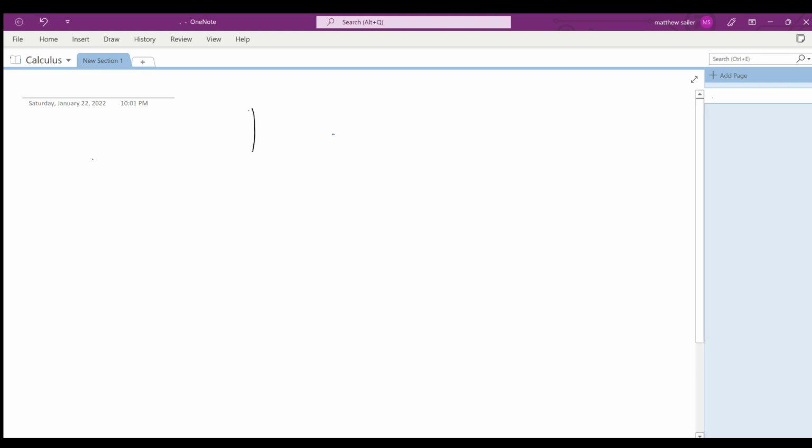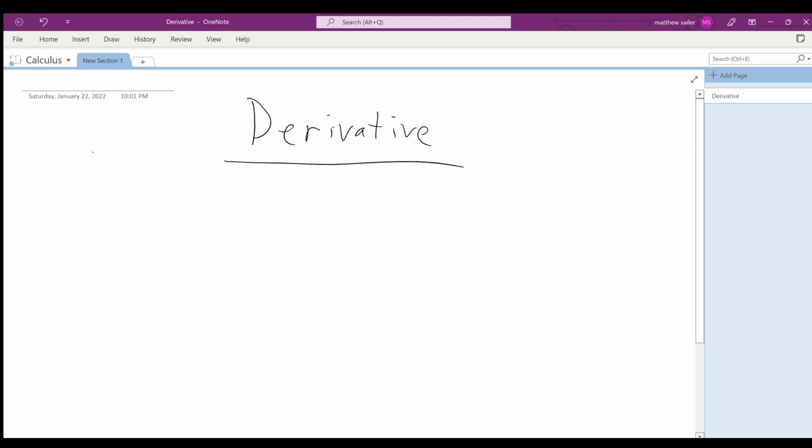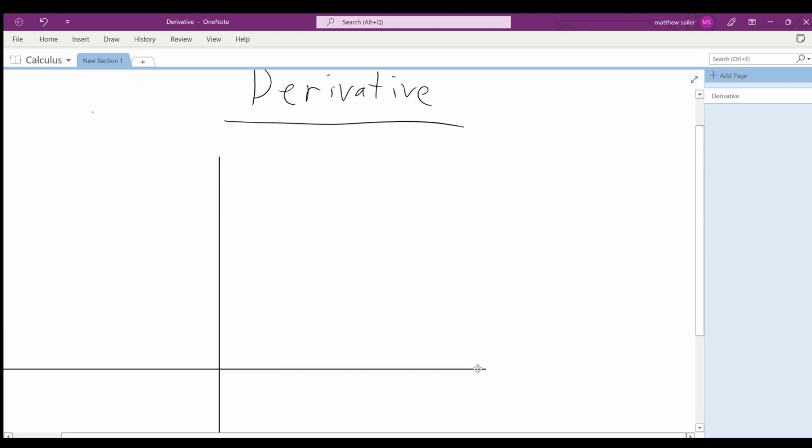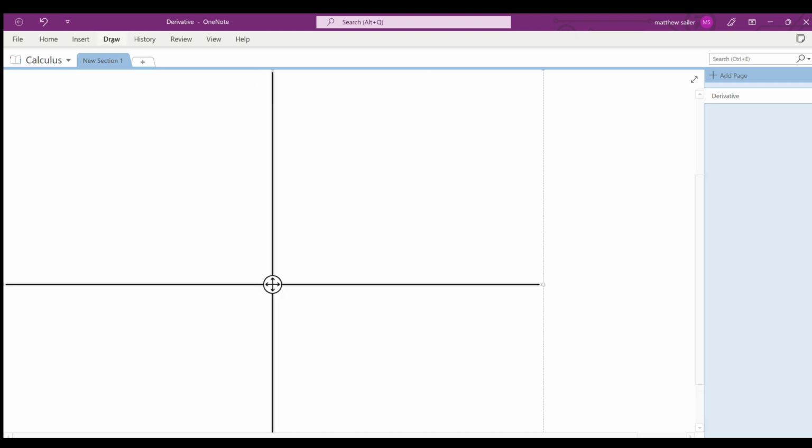So let's start off with what is a derivative. I apologize, my handwriting is not the best, but alright. So what is a derivative? A derivative is essentially just finding what the slope is of a line. When you hear the word derivative, I want you to immediately think of slope.